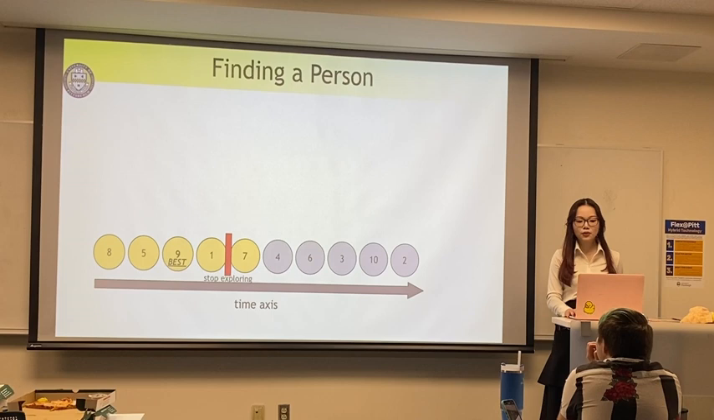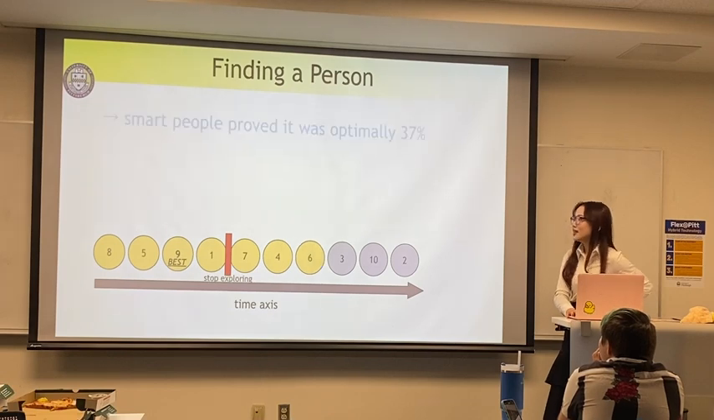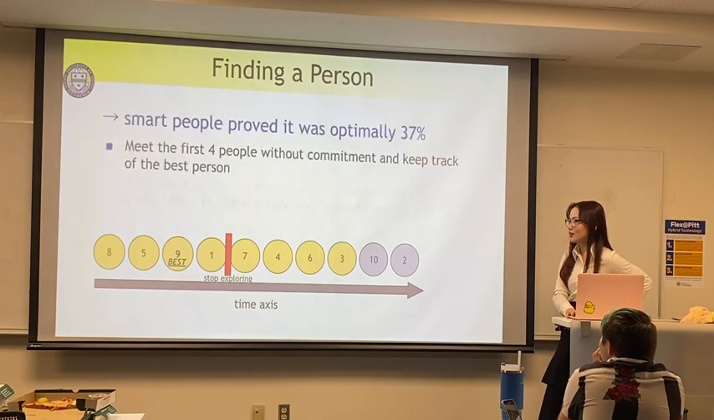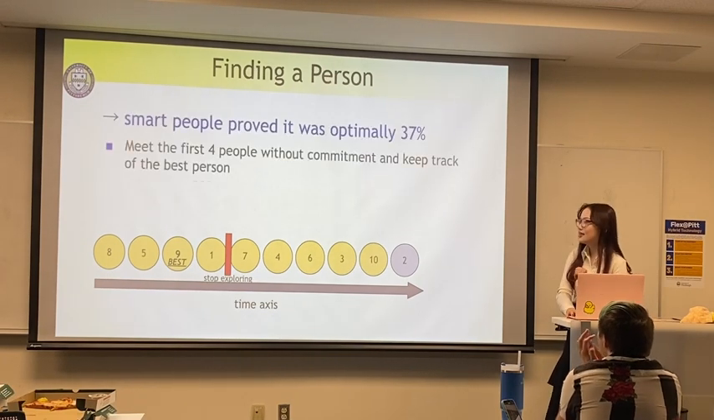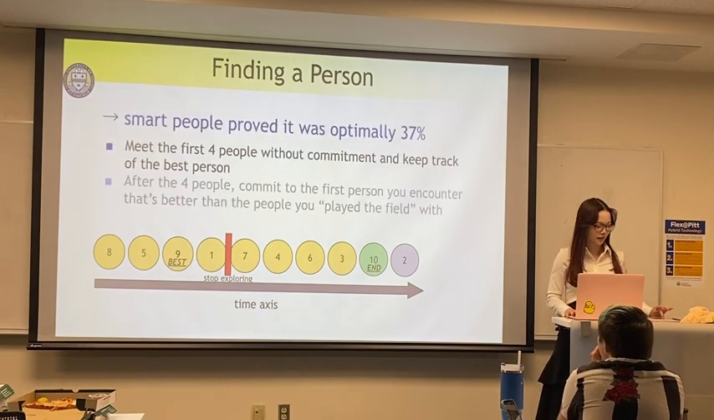Number 9, you go through number 7, 7 is lower than 9, ignore. 4 is smaller than 9, ignore. 6 is smaller than 9, ignore. 3 is smaller than 9, ignore. And then number 10 is bigger than number 9, so we end it here and commit to the 10th person.